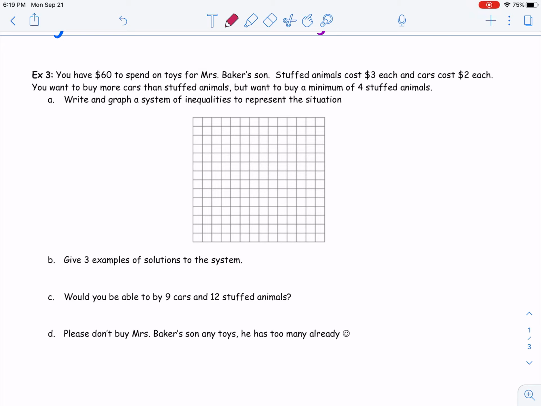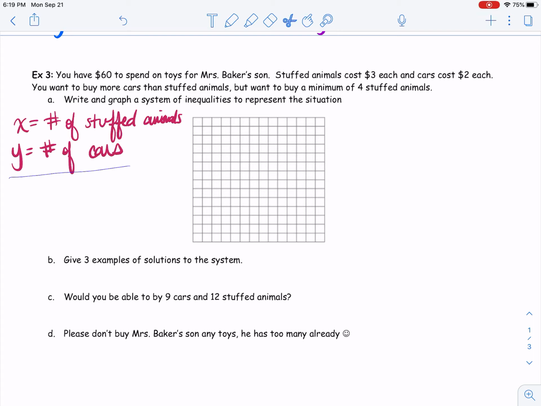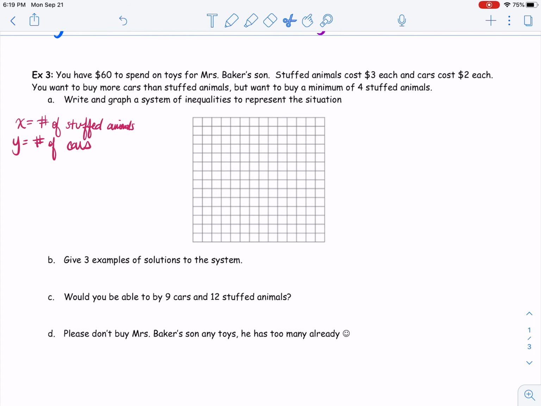So we have 2 variables that we're going to be dealing with. X and Y I'll use, and let's say X is going to represent the number of stuffed animals we buy, and Y can represent the number of cars that we'll buy. All right, so those are the 2 things that we are representing. X is the number of stuffed animals and Y is the number of cars.